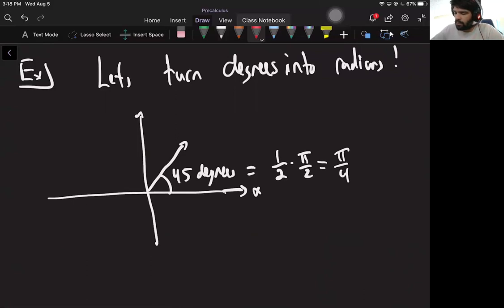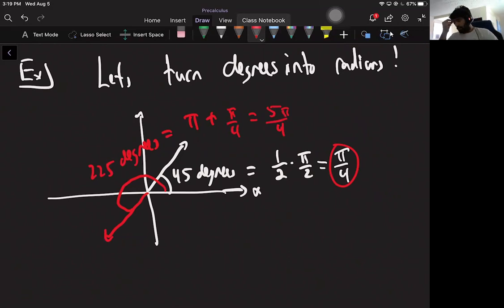So then let's do another one that we did already. So what about this guy here? I think that was 225 degrees. What would that be in radians? That would be, well, pi gets me to a half rotation, and then I'm adding another 45 degrees to it, which we just said was pi over 4. So that's 5 pi over 4.